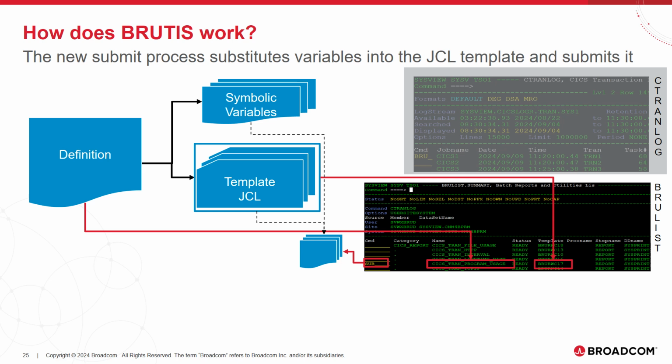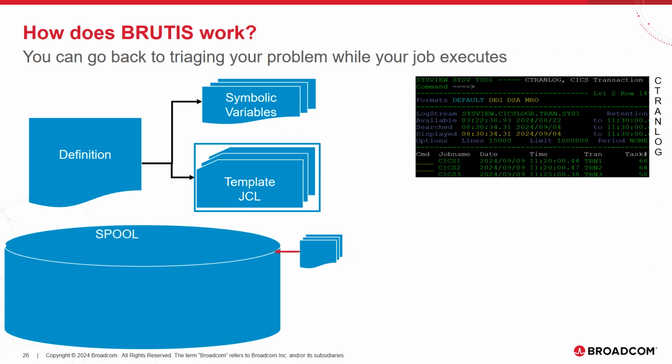When you submit the report, the template JCL member is processed using the BRUSUB command that we mentioned earlier. BRUSUB will substitute any symbolic variables that are required, and then submit the JCL to the JES internal reader for execution. You can now return to your CTRAN log and continue doing other triage activity while your report executes.